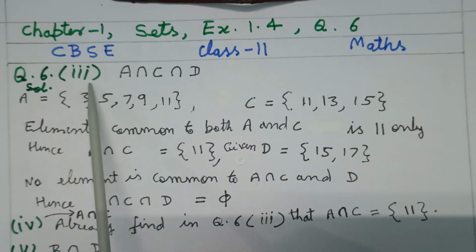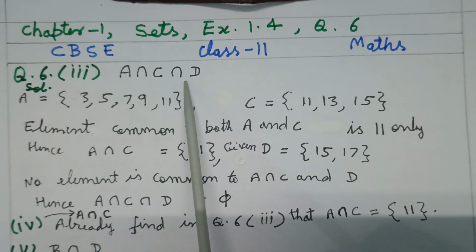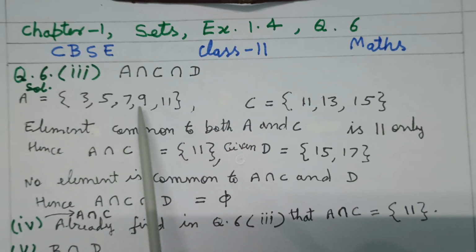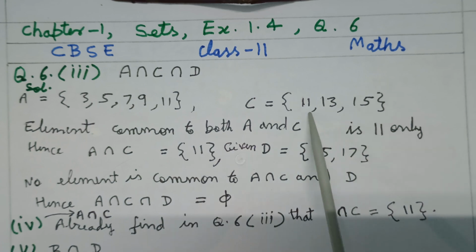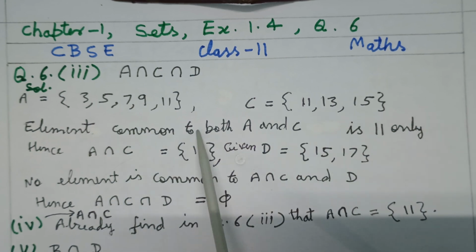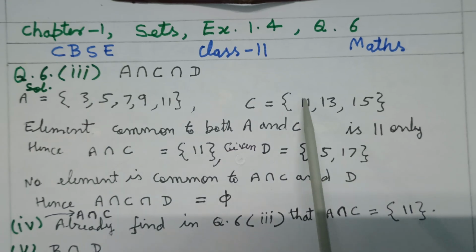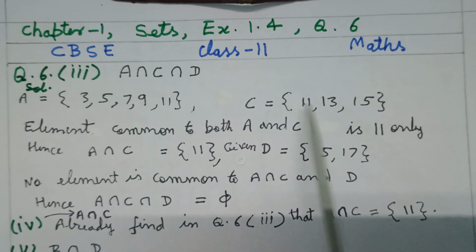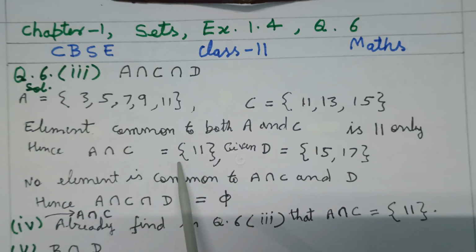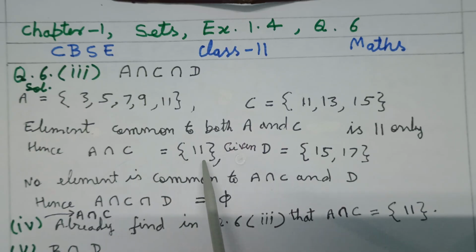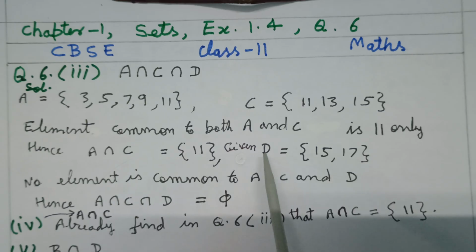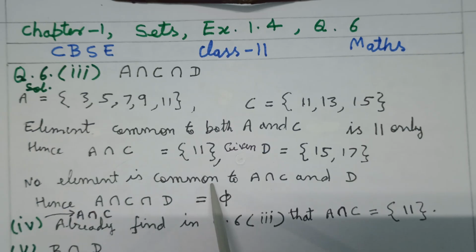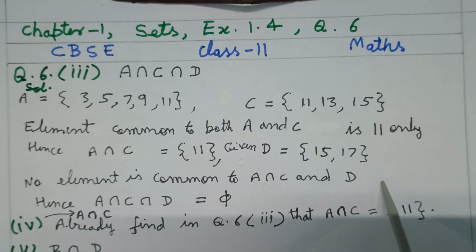So question number 6, third part, A intersection C intersection D. Solution A is the set of elements 3, 5, 7, 9, 11. C is the set of elements 11, 13, 15. Elements common to both A and C, में कॉमन क्या है, is only 11, जो सिर्फ कॉमन है दोनों में. Hence A intersection C is equal to the set of elements 11 and given D is equal to 15, 17. So no element is common to A intersection C and D.